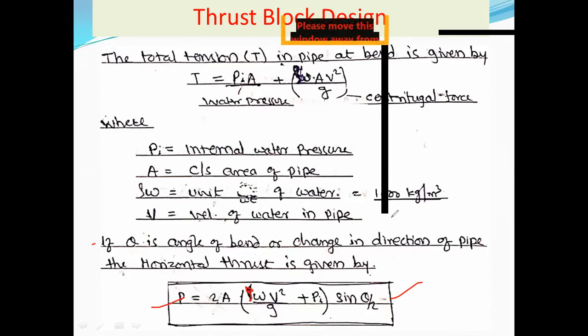You can use any notation. In fluid mechanics, we use the notation rho for the mass density and gamma for the weight density. P is equal to 2A (rho W V square upon C plus Pi) sine theta upon 2, where rho W is the unit weight of the water. Though they are using the word unit weight here, actually it is not the weight, it is the mass of the water. So we can write here unit mass or mass density of water also, no problem.